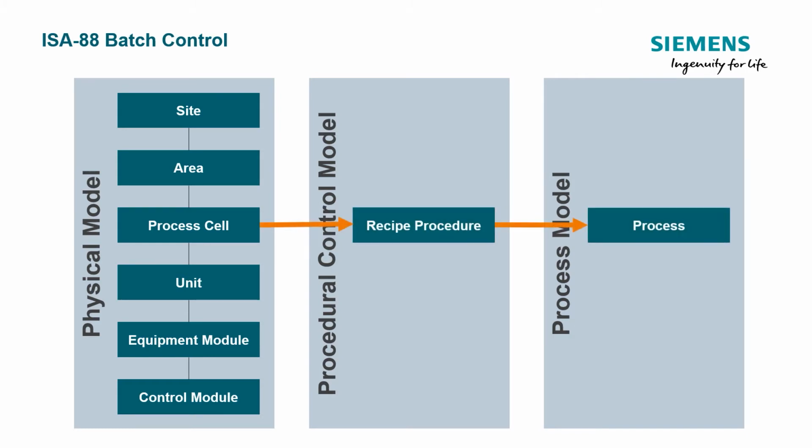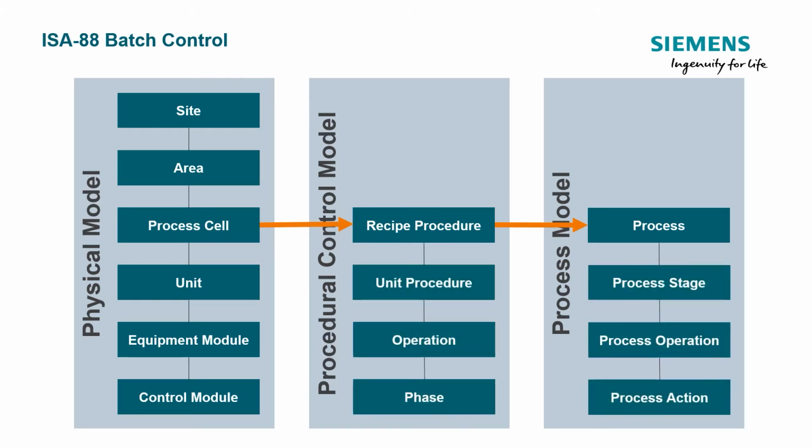A process can run within a process cell. This is described by a recipe procedure and consists of a unit procedure with operations and phases. These three components are processed by the unit. A unit is therefore a container for a related part of the plant equipment and the associated process.